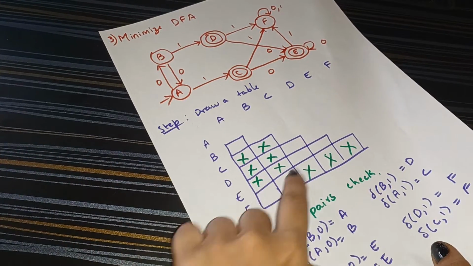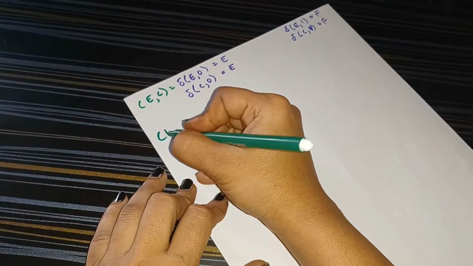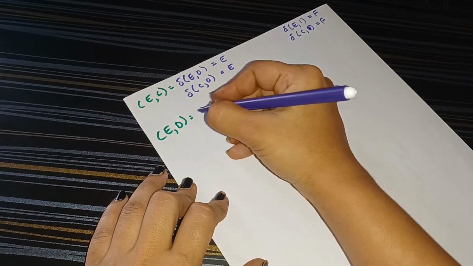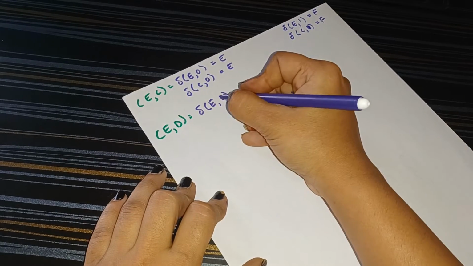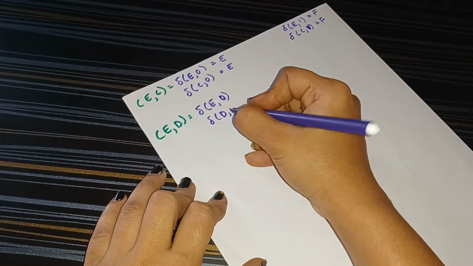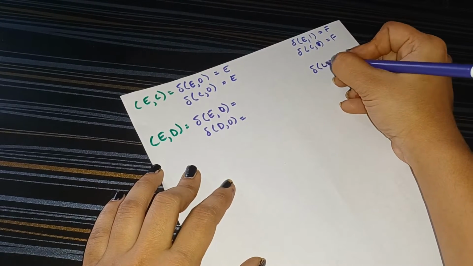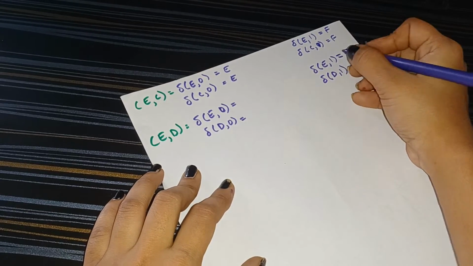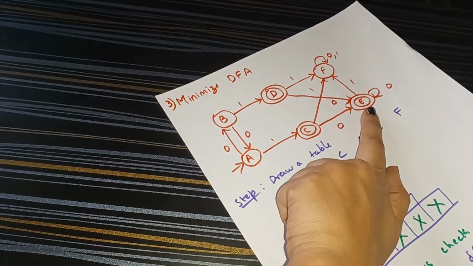Next we will check for E comma D. So the delta transition of E on 0 and the delta transition of D on 0. And next we'll check the delta transition of E on 1 and the delta transition of D on 1. So E on 0 is going to E, D on 0 is going to E.